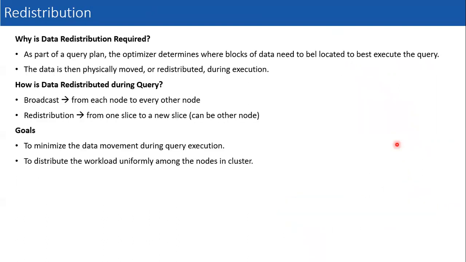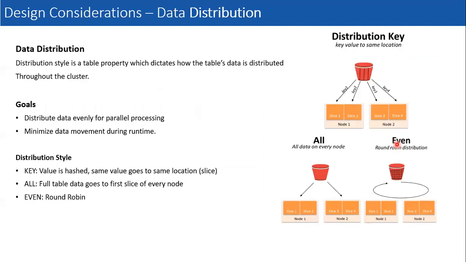Now we have something called redistribution. Again, we are going to continue with our explain plan here. As I said, we can distribute based on a key, we can distribute the entire table, or else if we don't have any key and cannot go for an all distribution, then we will go for an even distribution.